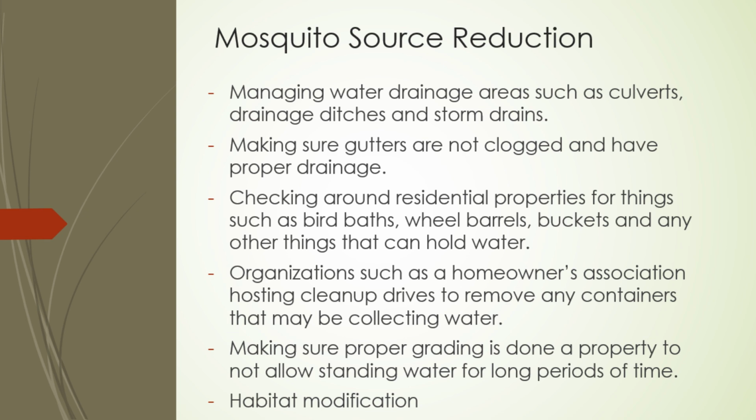It also can include things like making sure there's proper grading on a property. If you don't have good drainage when it's raining heavy, as you can imagine, you're going to have areas of standing water. And habitat modification.